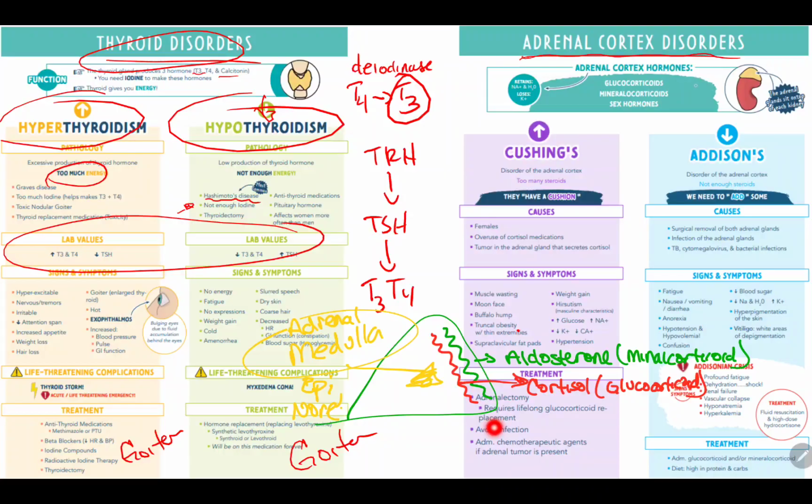Okay, so you can think of it like that. And then, of course, the innermost layer is going to be the zona reticularis, and that's going to produce those androgens, right? The testosterone, things like that. Okay, so we got to remember what each layer will produce. Now also I want you to remember the types of diseases that can come from the adrenal gland.